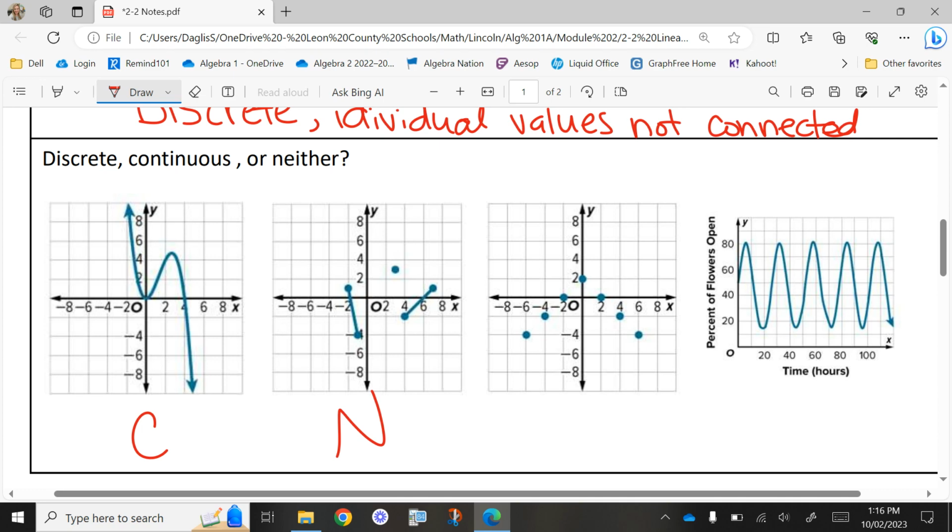What about the third one? Discrete. Careful. Yep. Discrete. It's okay. So we have dots, right? We have data points, so that's discrete. And then my last one, continuous. Good, that's a continued flow. I don't have an arrow on the beginning, but I do have one on the end, right?